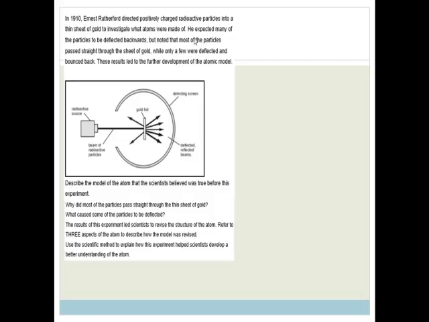Okay, he expected many of the particles to be deflected backwards, but noted that most of the particles passed straight through the sheet of gold, while only a few were deflected and bounced back. These results led to further development of the atomic model. Okay, that's not exactly true.